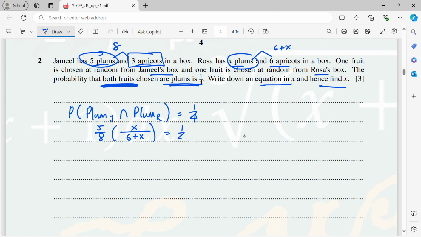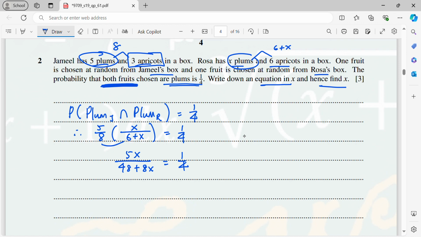Then it will be 1 over 4. Okay, then from here, write down an equation. I will say that this is the equation. Then now, I will just simplify. So multiply 5x over 8 times 6, 48. Then plus 8 times 8x, 8x equals to 1 over 4.